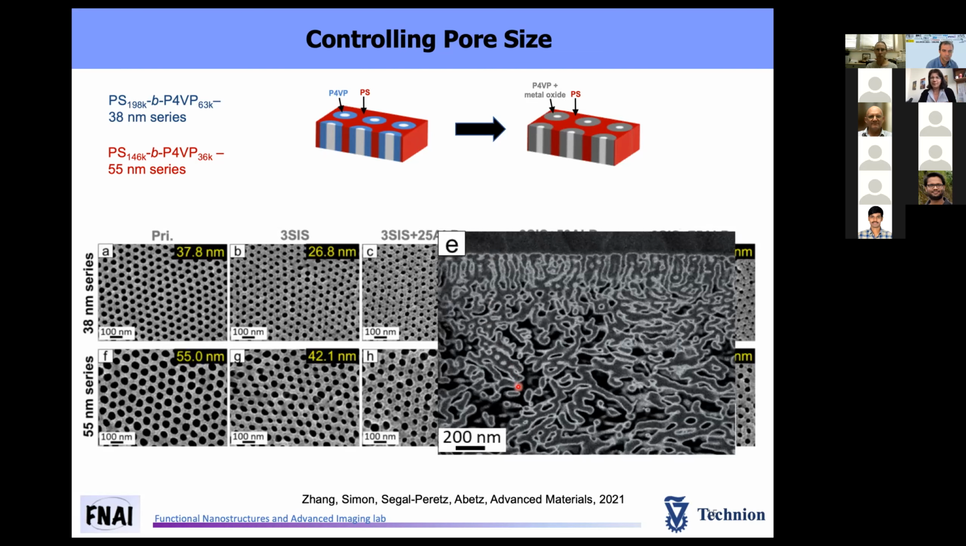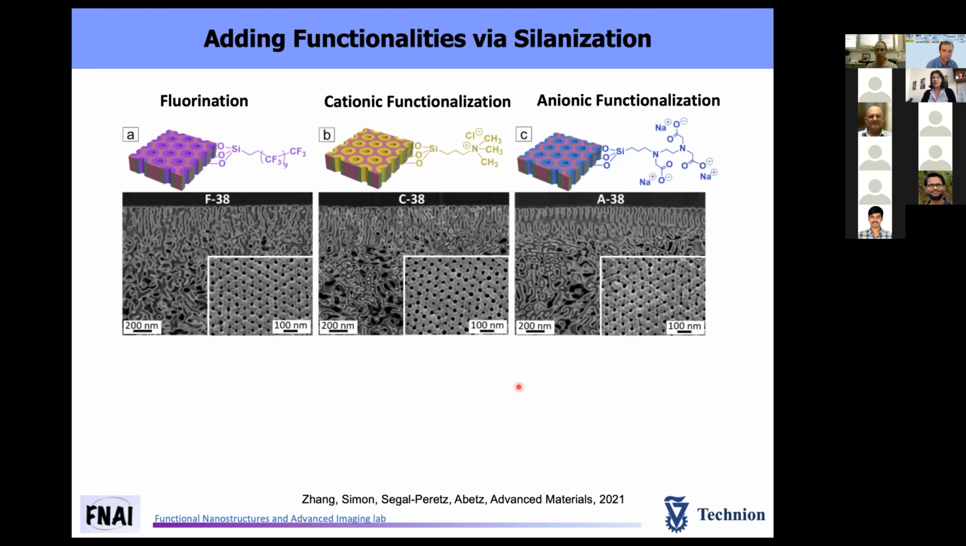Okay, and then we now have a new surface, not just for the interaction between the membrane and water, but also for additional functionalization. So with an aluminum oxide surface, we can do a quite easy wet process of silanization and add small molecules on the surface, creating specific functionalization such as fluorination, cationic functionalization, or anionic functionalization. With this functionalization, the membrane structure is still preserved.